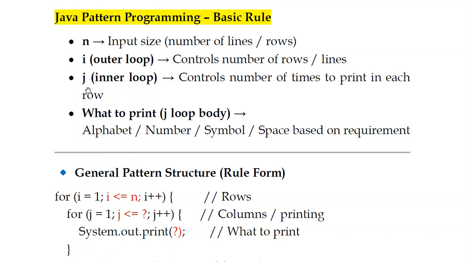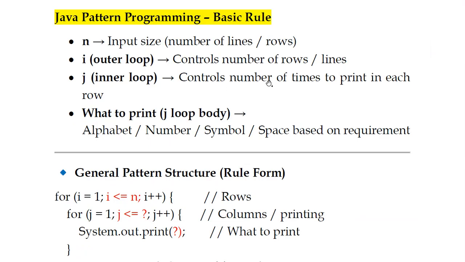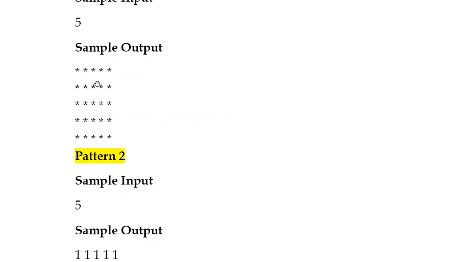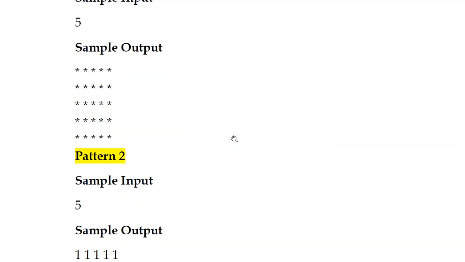Next, for each and every line, how many times you are going to print and what to print is decided by the j variable. The j variable controls the number of times to print in each row. First row, how many times you are going to print it; second row, how many times; likewise till the last row. Same pattern you are going to follow. Am I right? Next, the last thing: what's the j loop body? Are you going to print an alphabet, a number or any special symbol? That is also decided here.